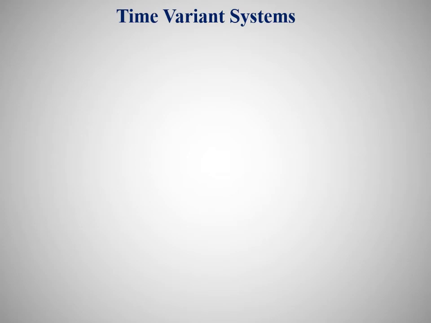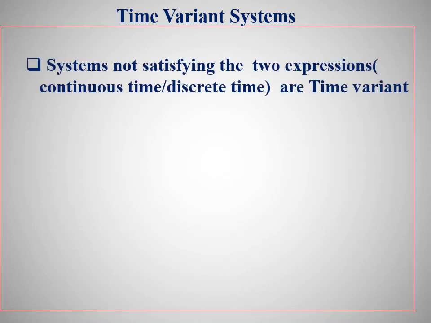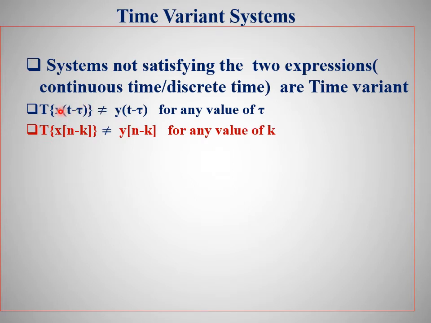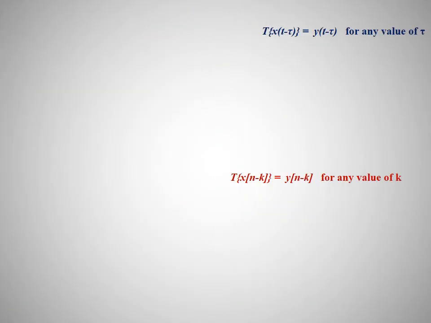What are time variant systems? These are systems which do not satisfy the expressions for time invariance, both in the continuous case and in the discrete case. Hence, T of x of t minus tau is not equal to y of t minus tau. Similarly, T of x of n minus k is not equal to y of n minus k for any value of k. Such cases we call a time variant system.